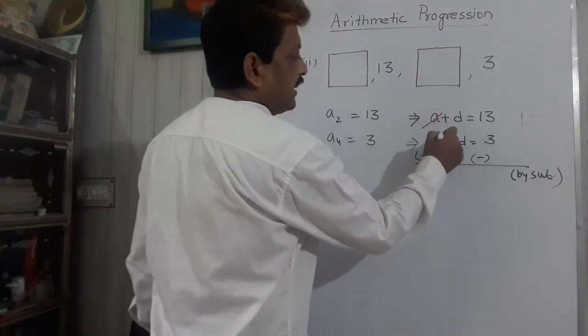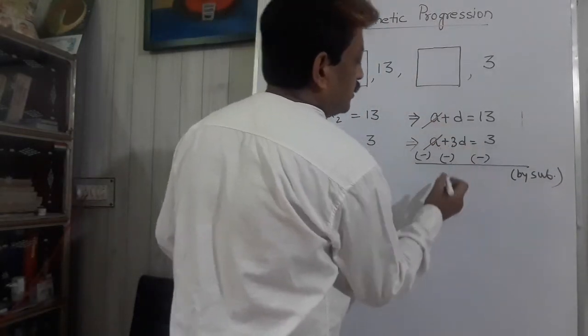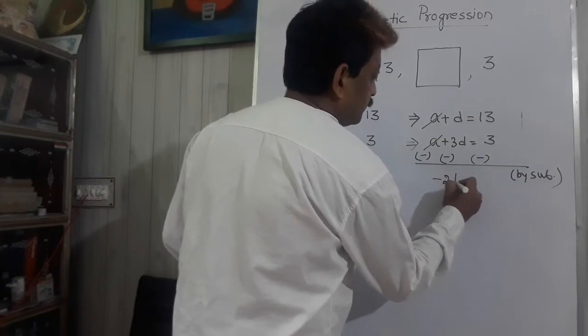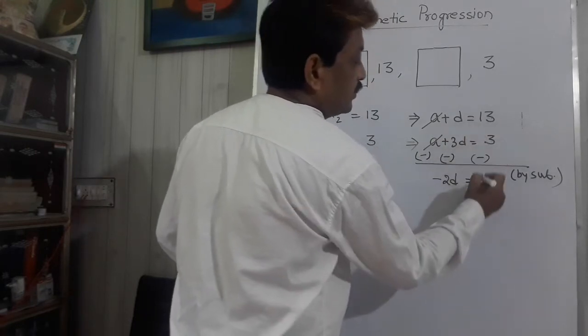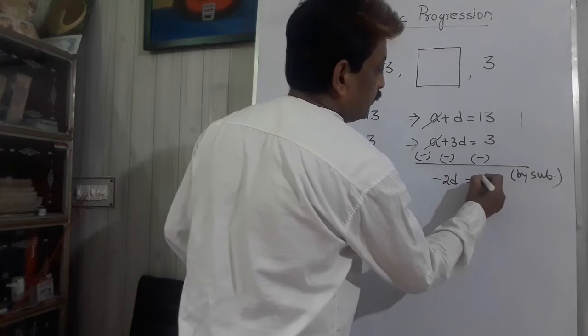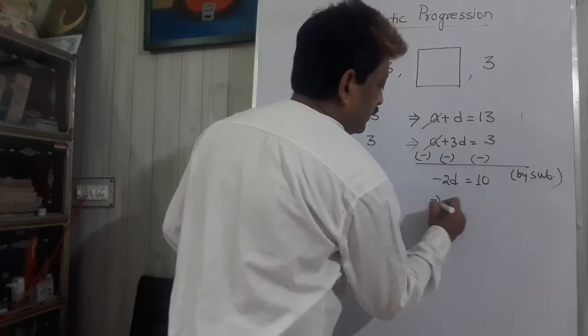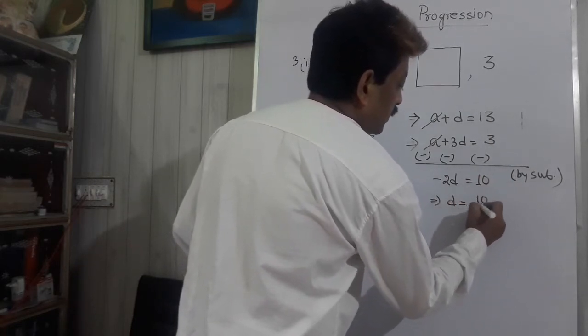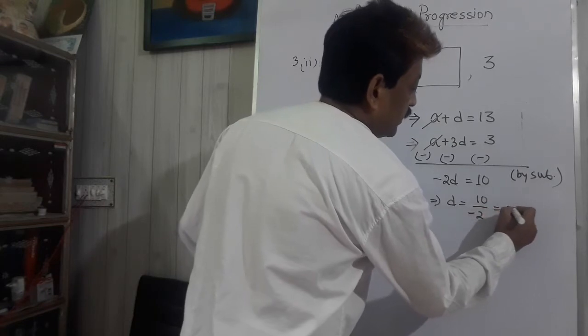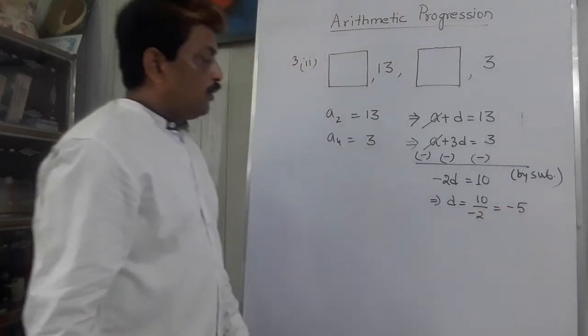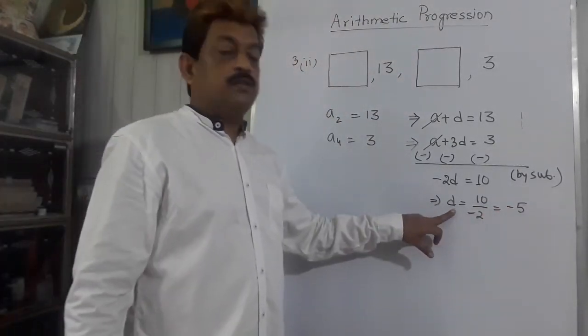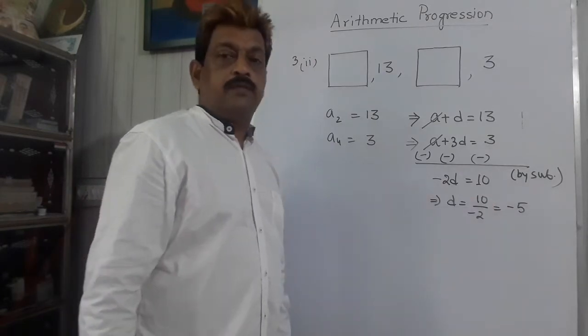So A cancelled, D minus 3D is minus 2D, and 13 minus 3 is 10. Therefore we can write D is equal to 10 upon minus 2, that is minus 5. So we have got the common difference, minus 5.